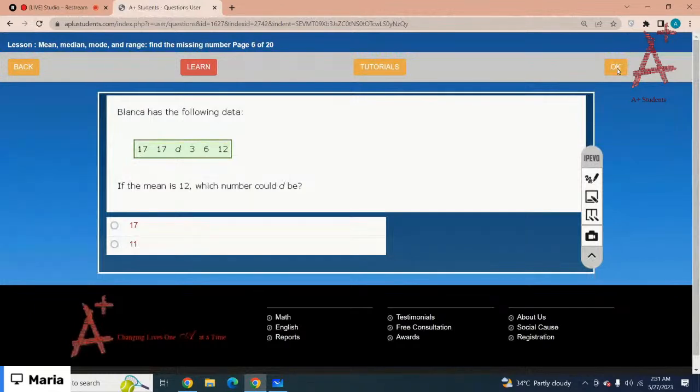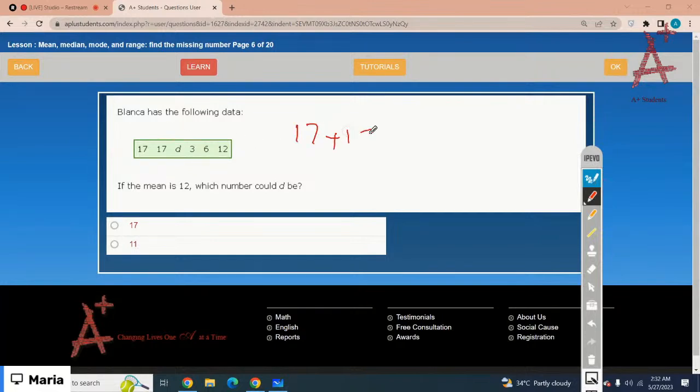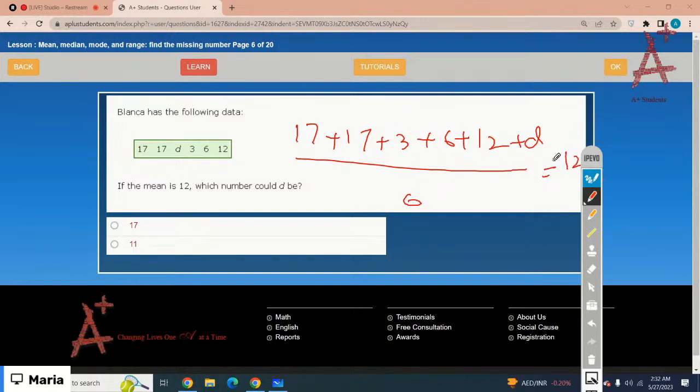Blanca has the following data: 17, 17, D, 3, 6, 12. If the mean is 12, what number could D be? So which is the correct option? Okay, mean is the sum of all the numbers divided by the number of data values: 17 plus 17 plus 3 plus 6 plus 12 plus D, divided by 1, 2, 3, 4, 5, 6, and that equals 12. You are given the value. Got it? You have to find which number it is.